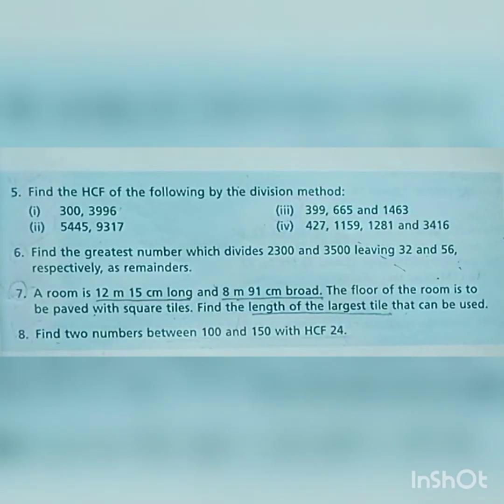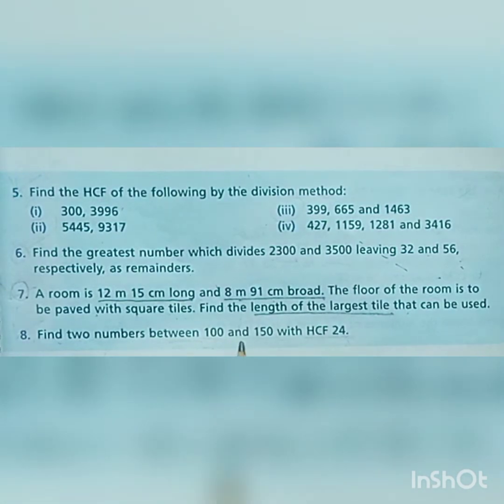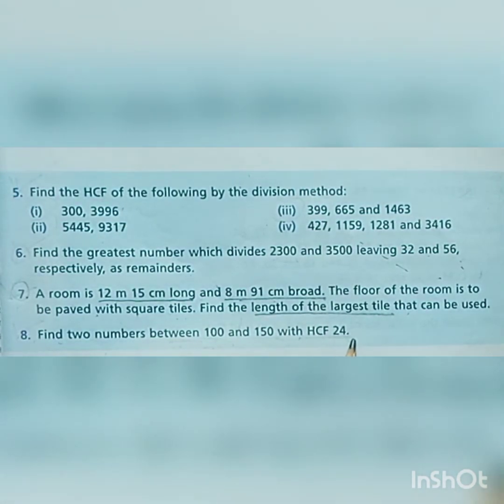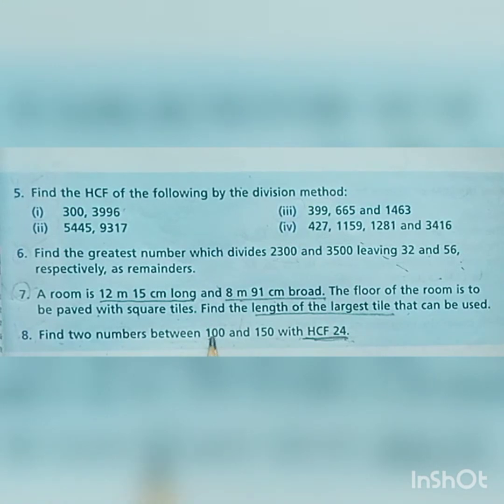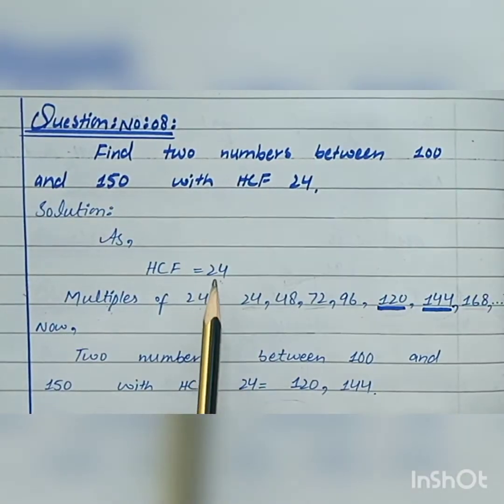Next question is question number 8. Find two numbers between 100 and 150 with the HCF 24. The HCF is 24. Students, you have the HCF already, which is 24. You have to find only two numbers that are lying between 100 and 150, not less than 100 and not above 150. The given value of HCF is 24.